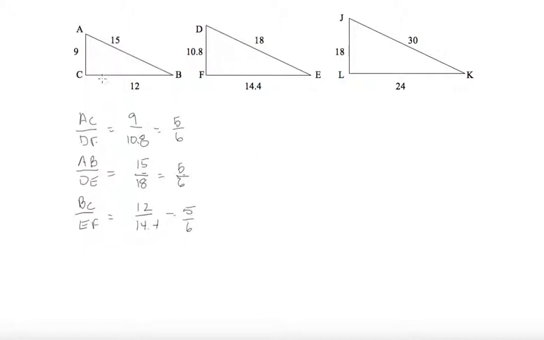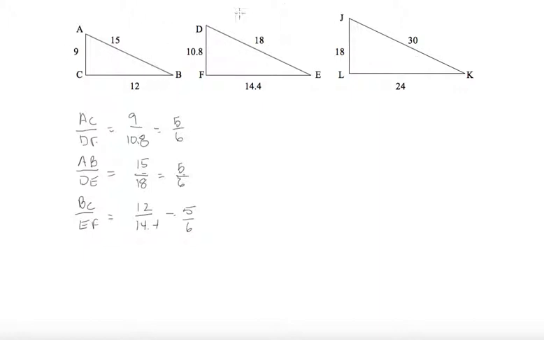We can do the same thing with ABC and JKL. You notice 9 to 18, that's a 1 to 2 ratio. 12 to 24, again, you multiply it by 2, and 15 to 30, you multiply it by 2 as well.